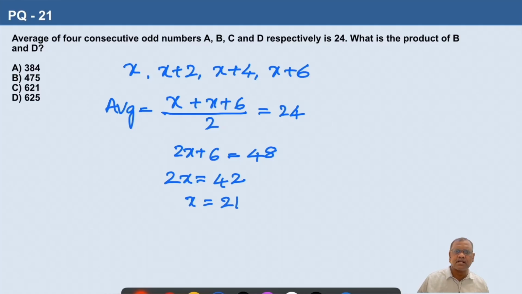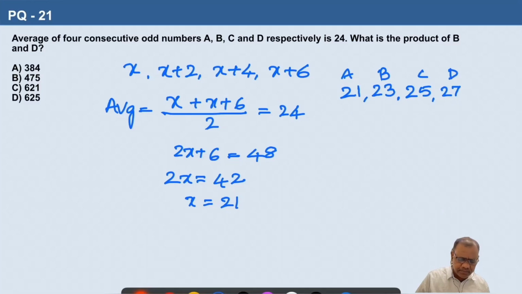So, that means the first odd number is 21. The next odd number is 23, then 25, then 27. So, these are A, B, C and D. We have to find out the product of B and D. So, that is 23 into 27.